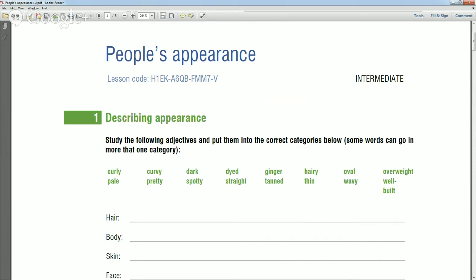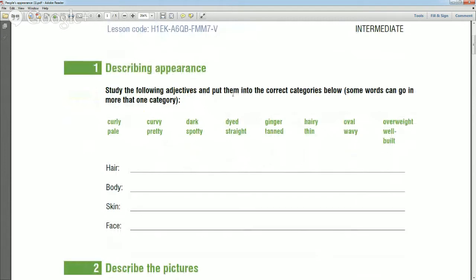Anyway, all right, well, let's look at these words. Let's study the following adjectives and put them into the correct categories below. And if somebody comes, then we'll just go ahead and start over. If not, we'll just continue using this.